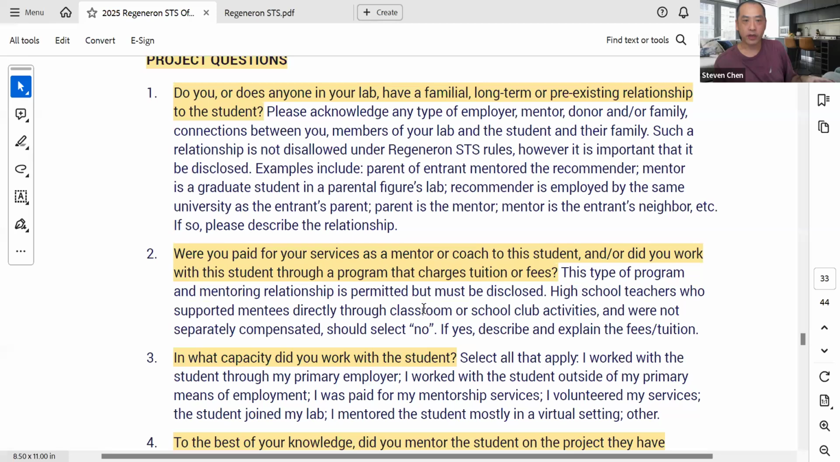Another important thing is that you need to make sure your answer and your mentor's answer to the same question are consistent. Say both of you state that you met through a paid program, and the applicant says the tuition was $1,000, but the mentor says no, the tuition was $3,000. That is an inconsistency. If this happens, STS will raise a red flag on your case, and your case will be disqualified.